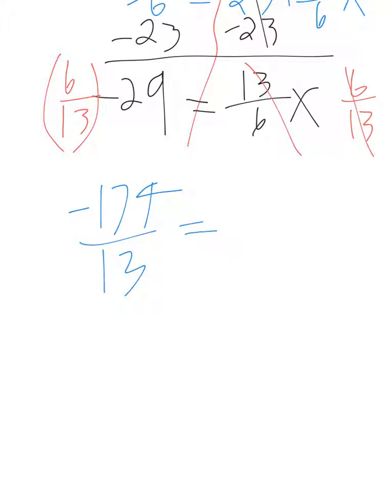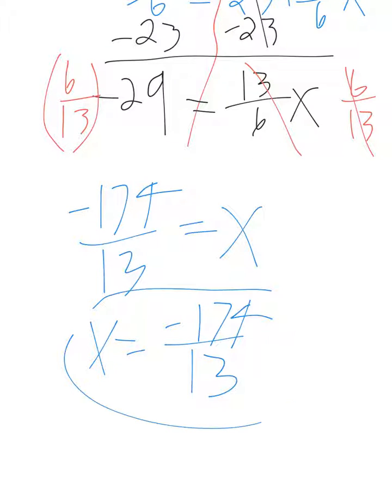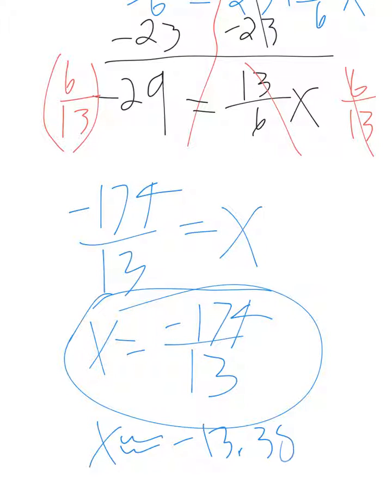equals x. So it doesn't matter if it starts with x equals or it equals x. You can always rewrite it. x equals -174/13. It really doesn't matter. But that would be the final answer. If you want to get this as a decimal, I'm going to use squiggly equal signs because I'm rounding. So that means approximately. And it's about -13.38. Okay, either one's acceptable, but if it's a long decimal, which if you're looking at this in the calculator, it is a long decimal, it's better to use the fraction.